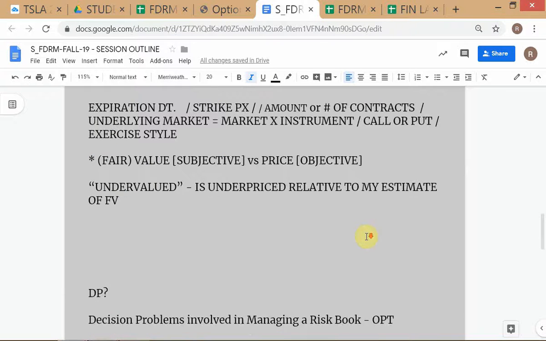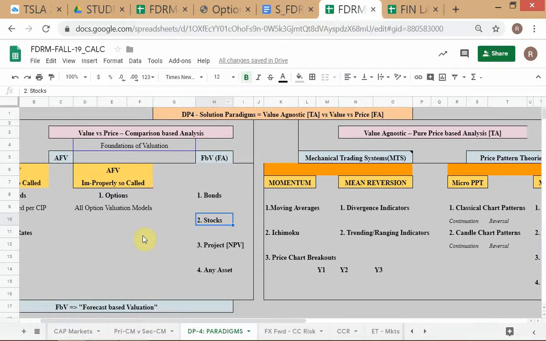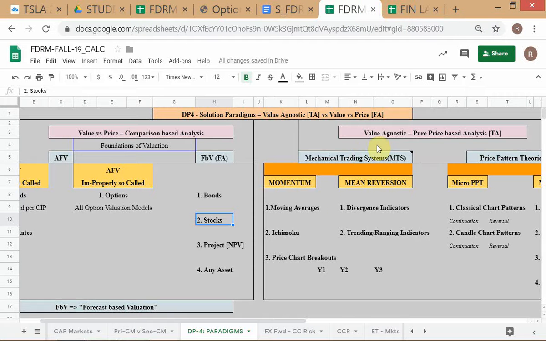Now, undervalued, we are discussing this part. Not everything has to be written down. So now you understand what is value versus price. Why am I calling these fundamental approaches value versus price, and what is value agnostic? Why am I making this distinction? Now you understand? Yes, sir. So all this analysis that you're doing falls under this paradigm.